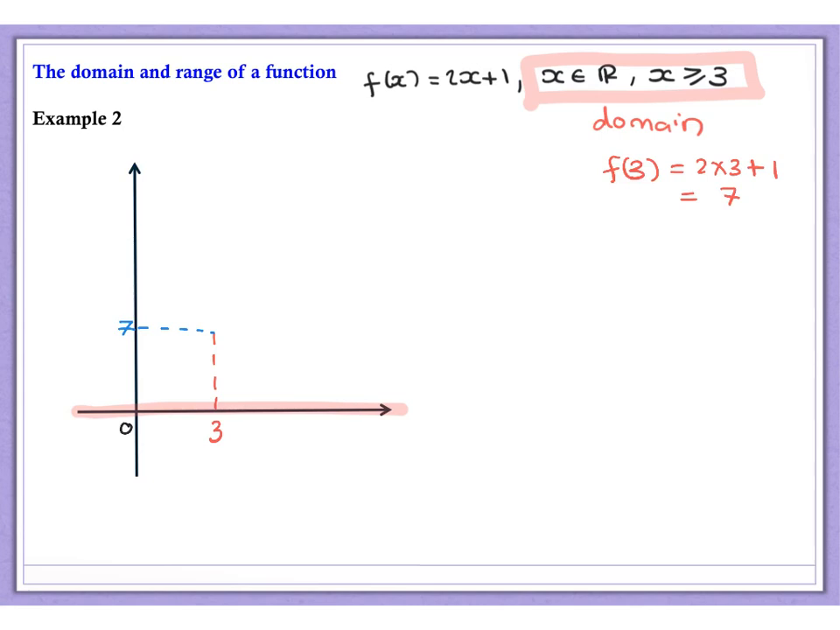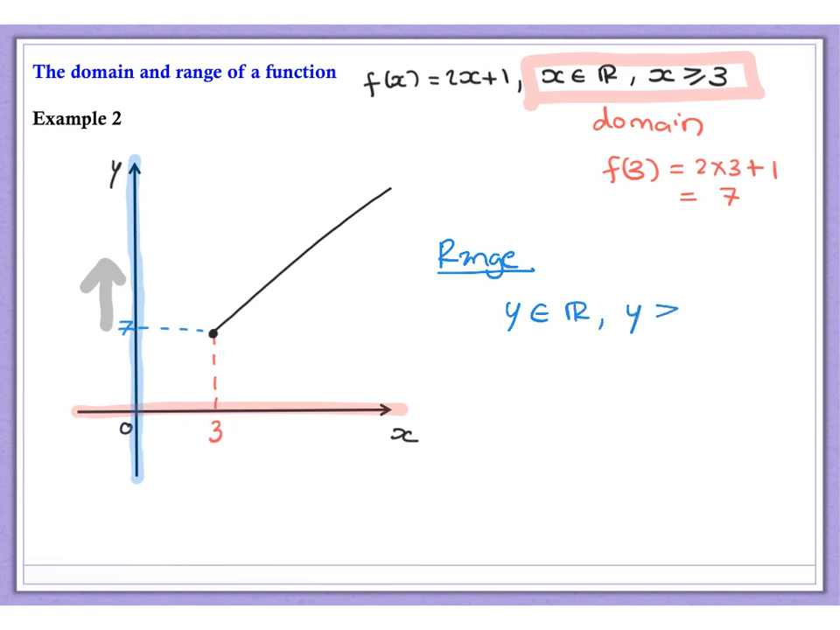So our function will look a little bit like this, a portion of a straight line. I'm allowing the point 3, 7, so I'll draw in a filled circle there. Let's label our axes as well. So remember, the range is the set of possible y values, so we're referring to our y-axis for the range, and of course we're only allowing y values which are 7 or above. So to write down my range, I would say y is a real number, but y must be greater than or equal to 7.